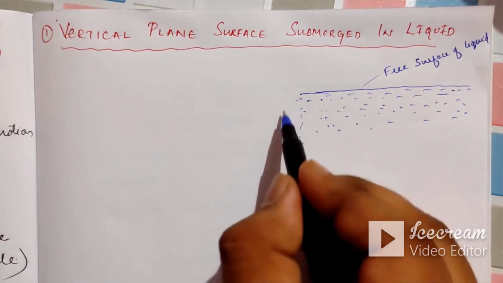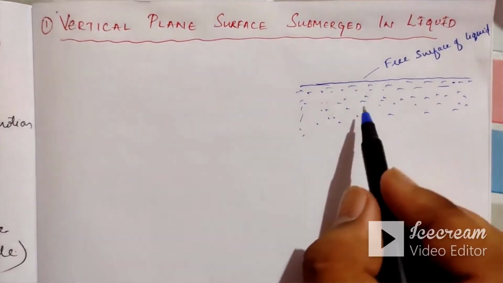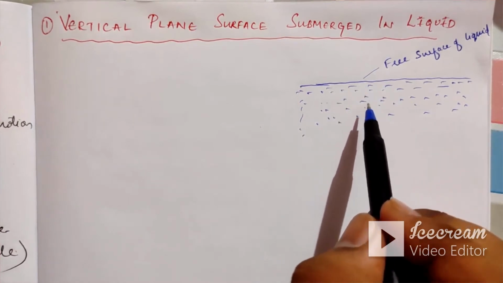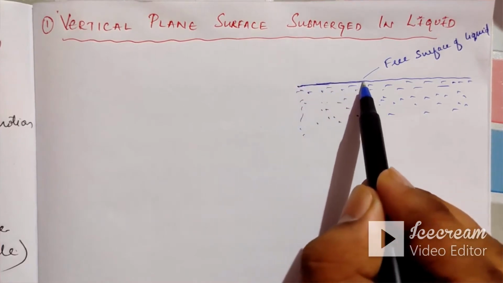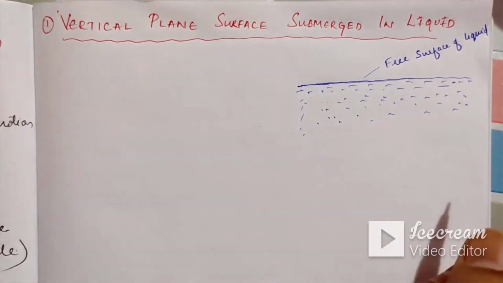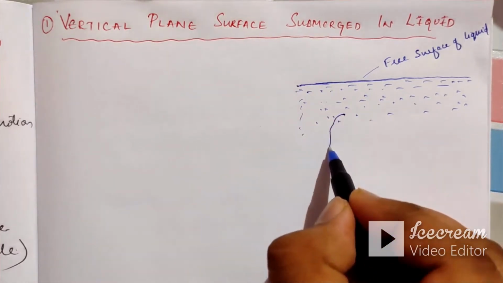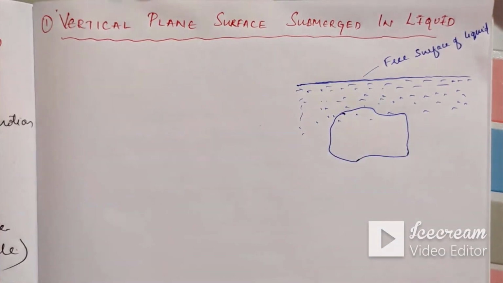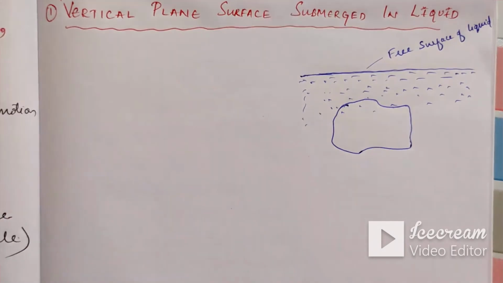So I'll consider this as a system. In this chapter we have to imagine that this is stagnant water, or the fluid is at rest, it is not moving. Let this be the free surface of the liquid. So I'll consider an arbitrary shape. Any shape, I'll consider a shape.